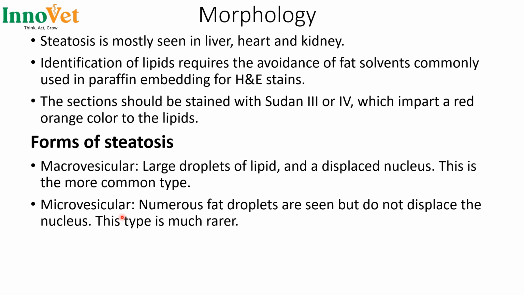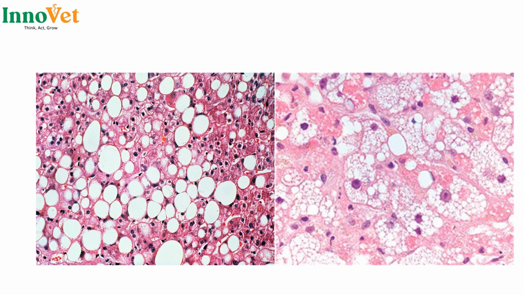Then microvesicular, as the name suggests, means small vesicles. These are small and numerous droplets which can be seen, but they do not displace the nucleus. And this is much rarer compared to macrovesicular. As I was saying in the slide before, this is macrovesicular and this is microvesicular. As you can see, these are large lipid droplets which pushed the nuclei of the cells to the periphery, as you can see in these cells.